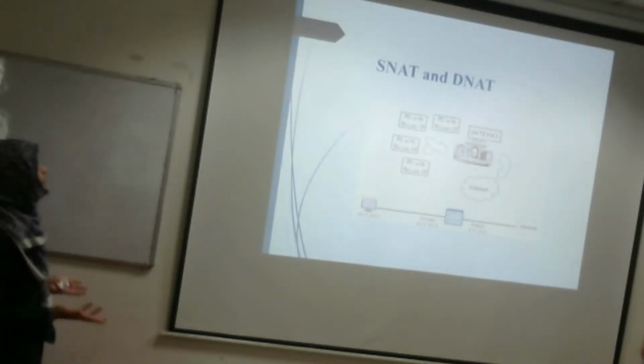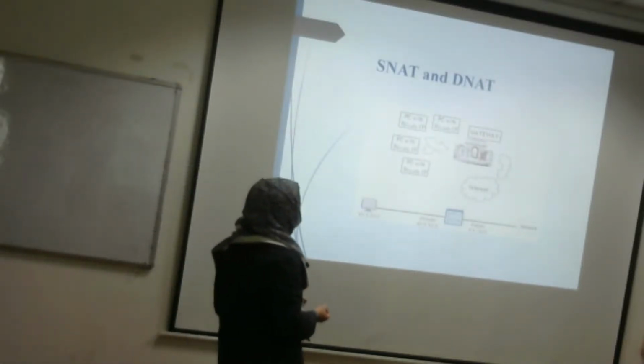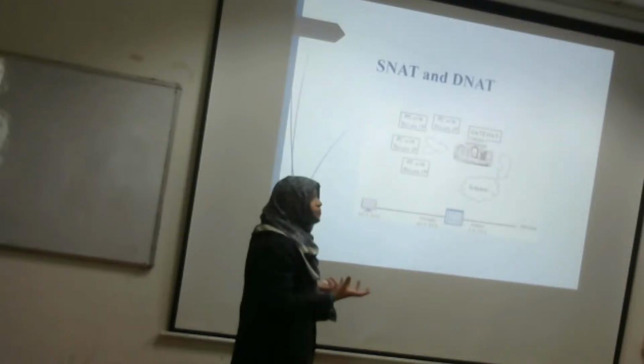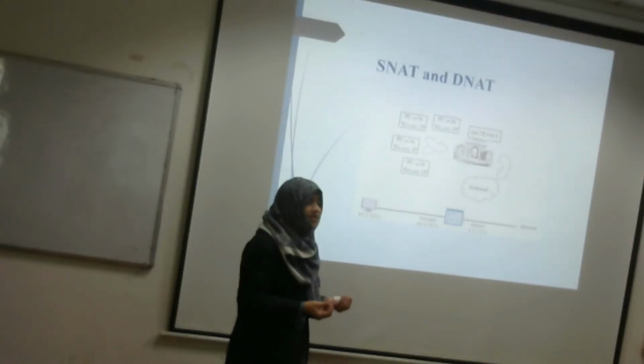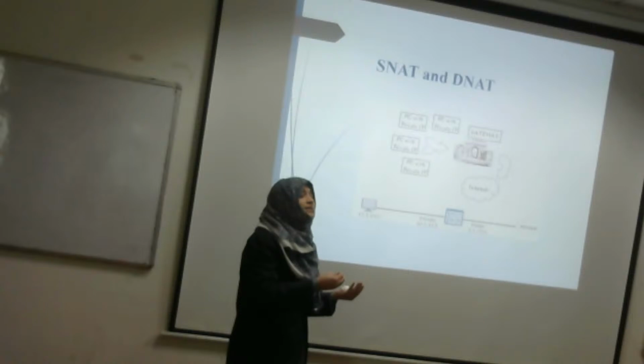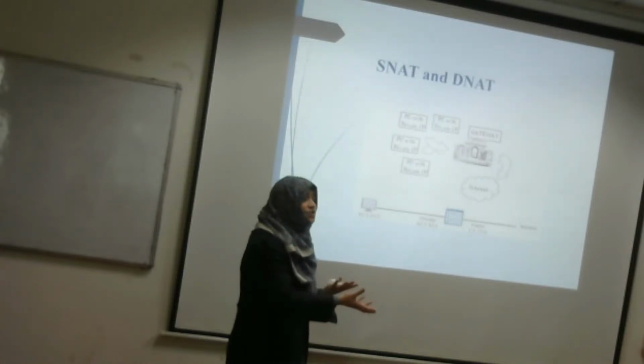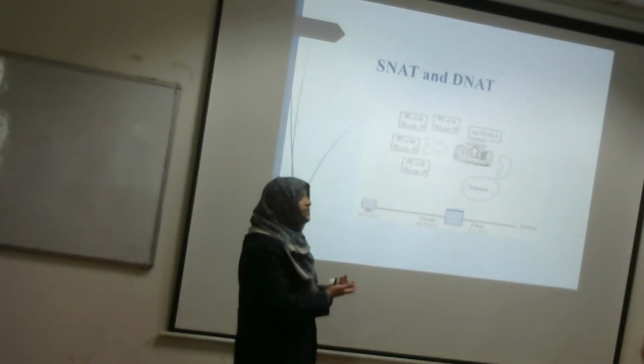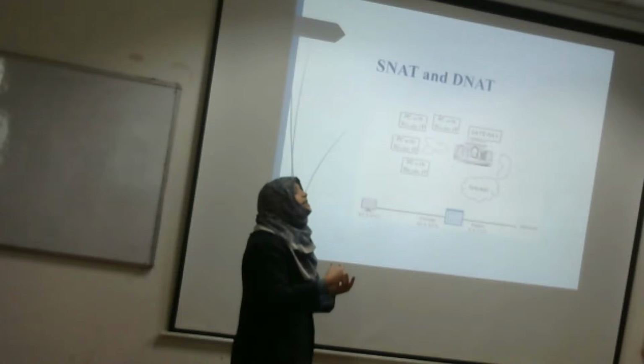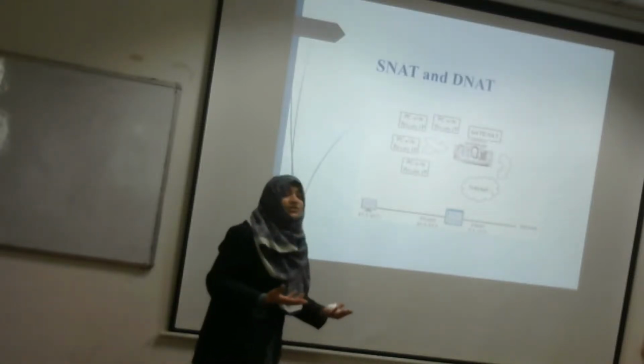And similarly, we have SNAT and DNAT. If the source is private, it will make the source network a public network, and then the source will be able to transmit the packet. And if the packet is coming from outside, it will convert the destination address to a private IP, and then the connection will be established.